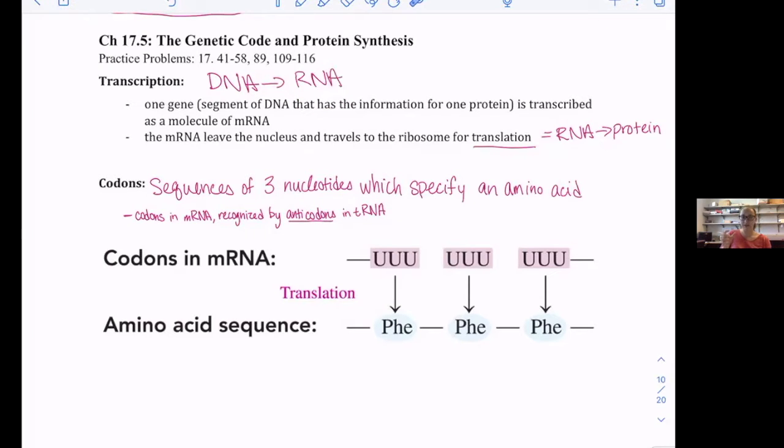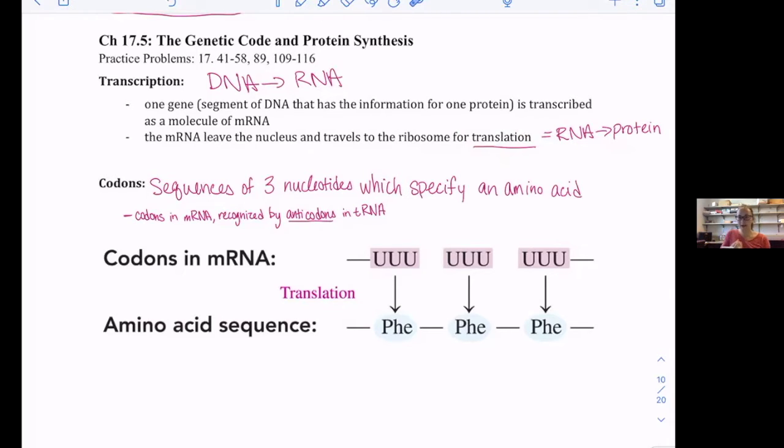So one gene or one segment of that DNA is transcribed into mRNA, and then the mRNA goes to the ribosome. And the next process is called translation, from RNA to protein. We'll talk more about what translation is in a moment. However, there's a code to this.